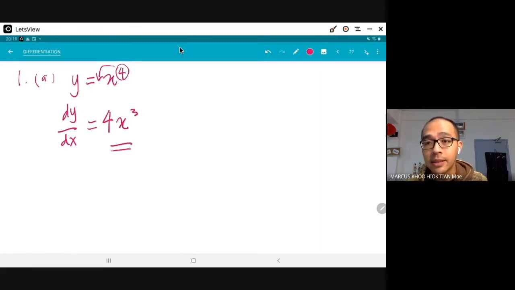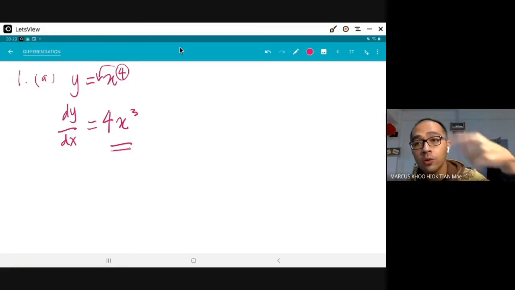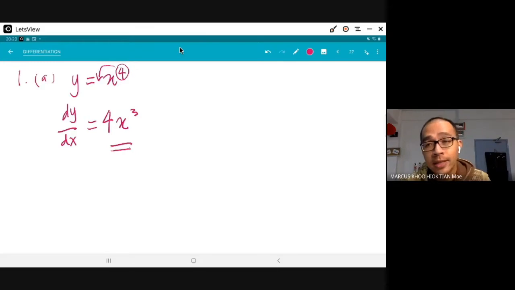Most of the time our differentiation is only one step. You just need to be able to see where to put the power, and then how to power minus 1. That's basically it. Move the power to the front, power itu tolak 1. So that's question 1A.